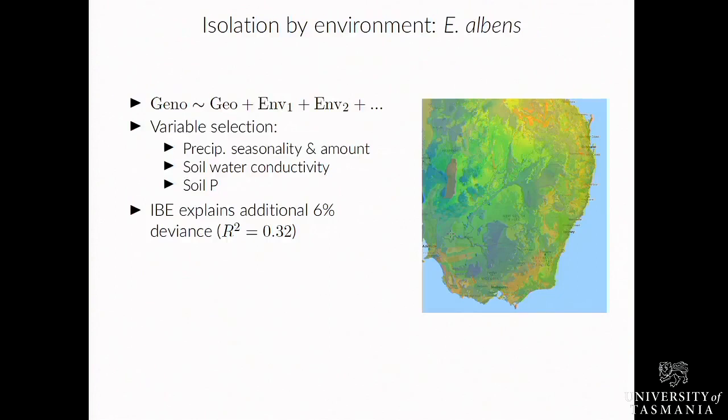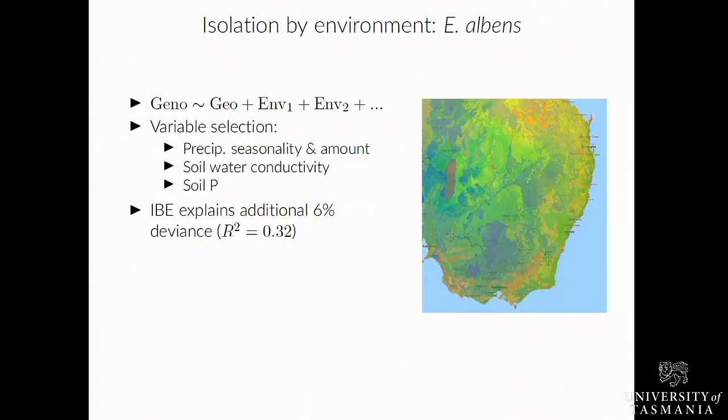When we look at isolation by environment in Eucalyptus albens, this is going through a variable selection process where you first include geography in the GDM model, then you successively add environmental variables that explain further variation, and then you use backward selection within GDM to weed out ones that aren't significant. What happens at the end of that is you see things like precipitation seasonality and total amount in the wettest quarter, soil water conductivity and soil phosphate concentrations being important.